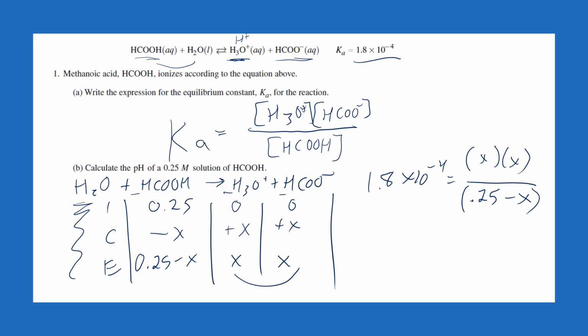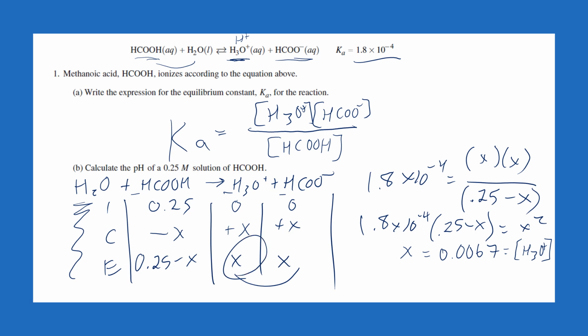Most of the time, you can ignore this x on the bottom and just multiply both sides by 0.25 and then take the square root. Or if you have a graphing calculator, I would recommend doing the 1.8 times 10 to the negative 4 times the 0.25 minus x equals x squared. Plug both sides into your calculator to solve for x. And we get 0.0067 when we do that. That's equal to the hydronium ion concentration here.